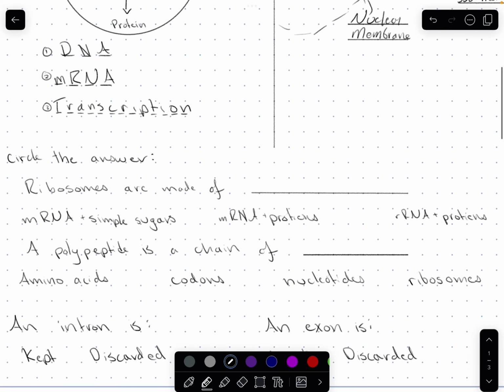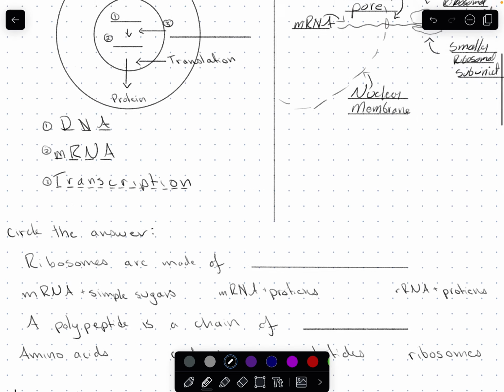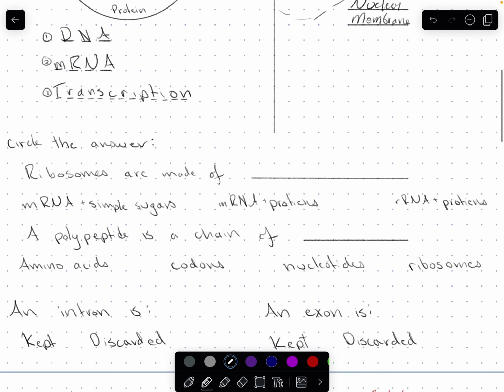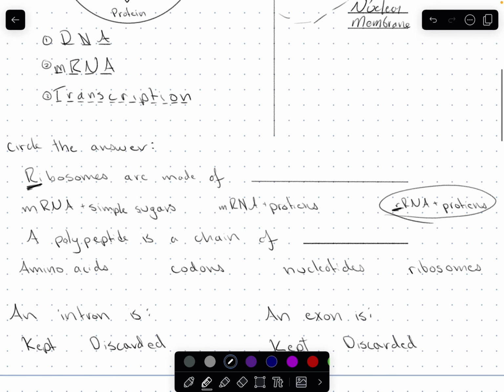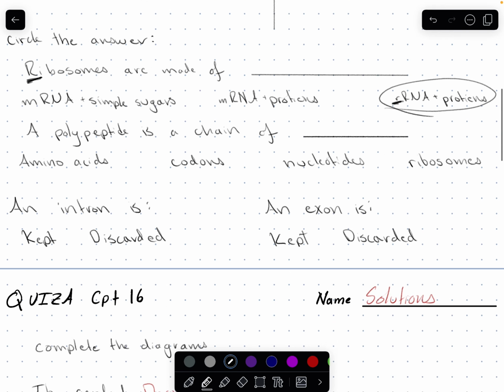And so that's that diagram. Now, ribosomes are made out of what? Are they made out of mRNA and simple sugars? No. Are they made out of mRNA and proteins? No, not quite. Are they made out of rRNA and proteins? Yes. So a hint there is you have that R at the beginning of your rRNA, which matches with the R in ribosome. And it's not pure RNA. Ribosomes also have proteins, which help provide structure and other things for it.